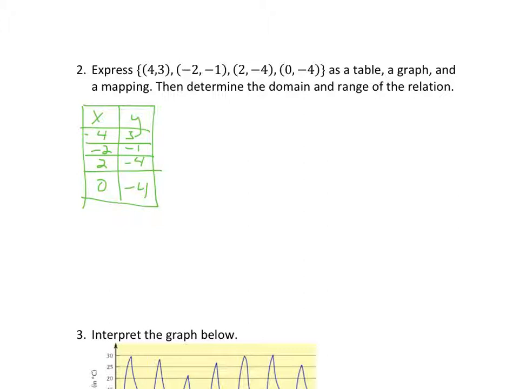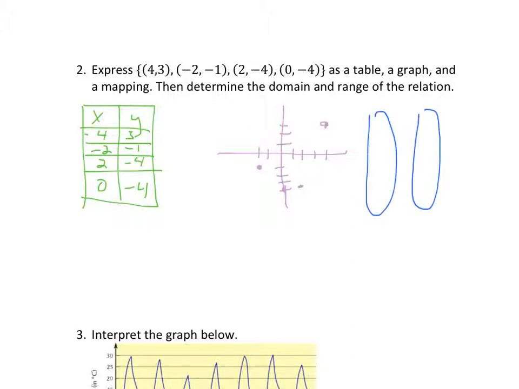The graph, I just graph all those points. I've got my xy. So for 4, 3, I've got 1, 2, 3, 4. 1, 2, 3. Plot the point. -2, -1. Plot the point. 2, -4. Plot the point. 0, -4. Plot the point. So I see all of my points on there. That works great.